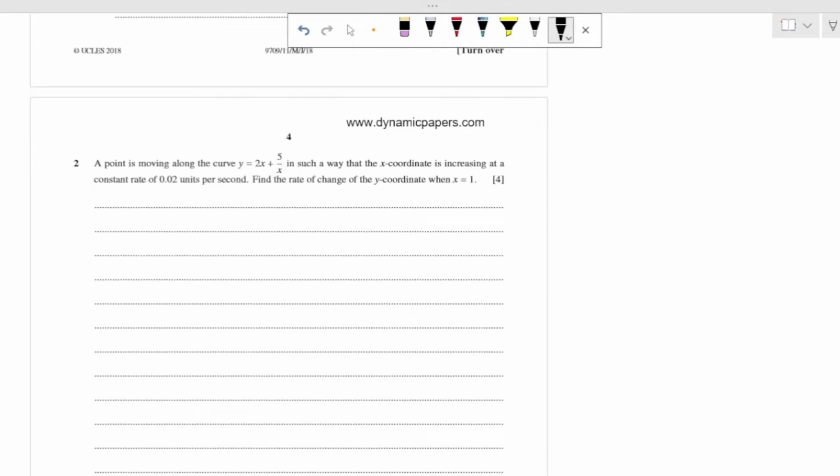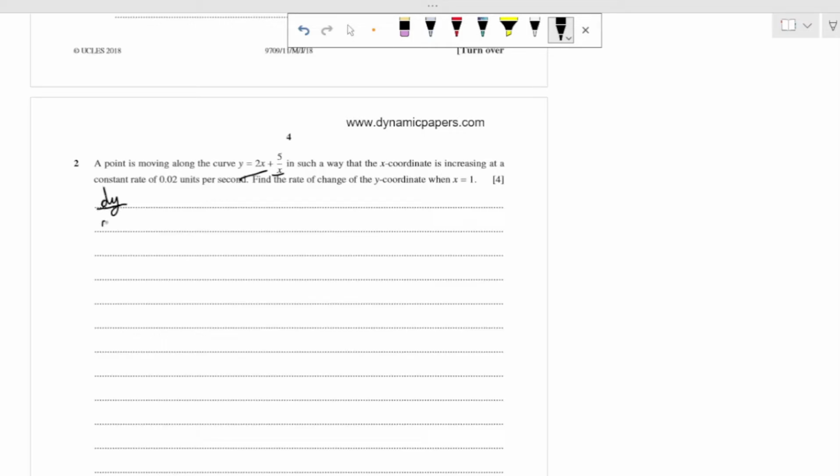Next question. A point is moving along the curve y equals to 2x plus 5 over x in such a way that the x coordinate is increasing at a constant rate of 0.02 units per second. Find the rate of change of y when x is equal to 1. The first thing you should do whenever you see an overwhelming question is note down all of the information you have. Right, so what do we have over here?